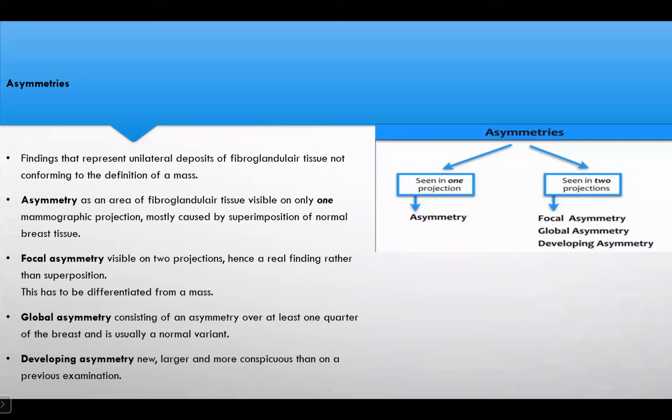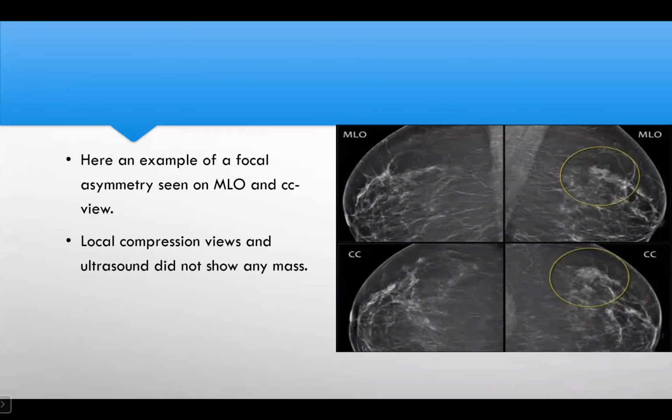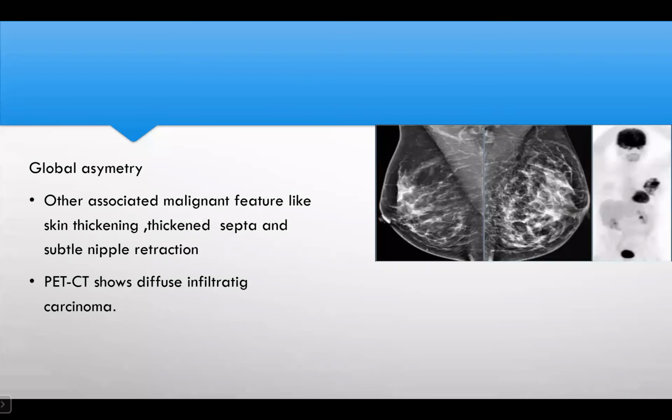This has to be differentiated from a mass. A global asymmetry consists of asymmetry over at least a quarter of a breast and is usually a normal variant, while a developing asymmetry is new, larger, or more conspicuous than on a previous examination. Here, an example of focal asymmetry seen on mediolateral and craniocaudal views. The local compression view and ultrasound didn't show any mass. While here, a global asymmetry with other associated malignant features like skin thickening, thickened septa, and subtle nipple retraction; PET-CT showed diffuse infiltrating carcinoma.